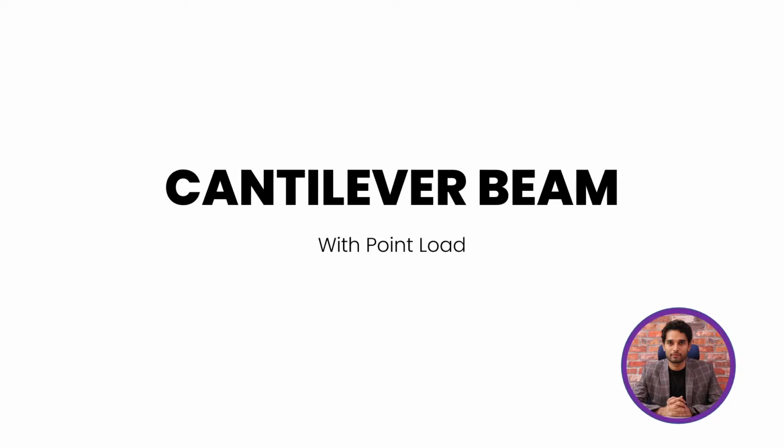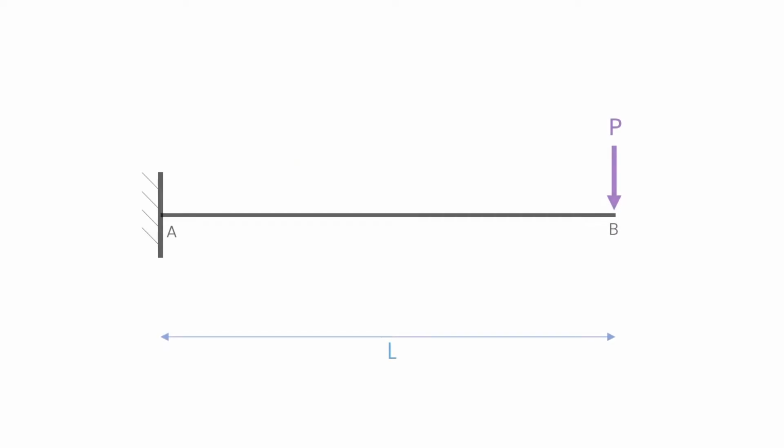In this video, I'll be showing you how to solve a cantilever beam with a point load at its end. This is going to be our problem statement. We have a cantilever beam with node A and node B and a point load of P acting at node B. The length of this beam is going to be L.